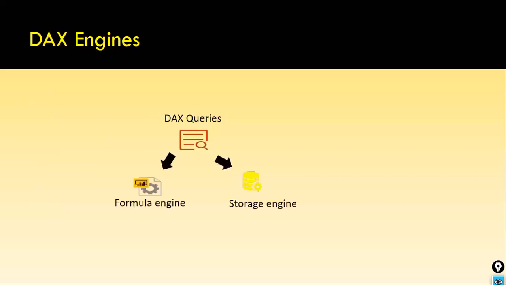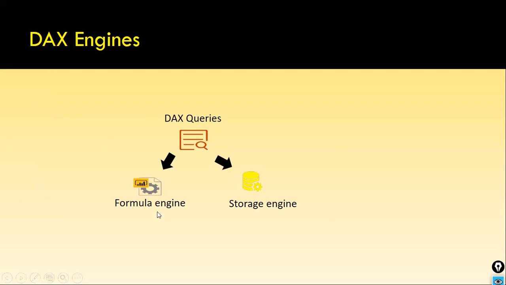Now let us understand the mechanics of how the DAX formula is processed behind the scene by the DAX engine. The DAX engine is comprised of two components. One is the formula engine, the other one is the storage engine. These two engines work together to compress and encode our data and access our DAX queries. So now we will explore the role of the formula engine and the storage engine.